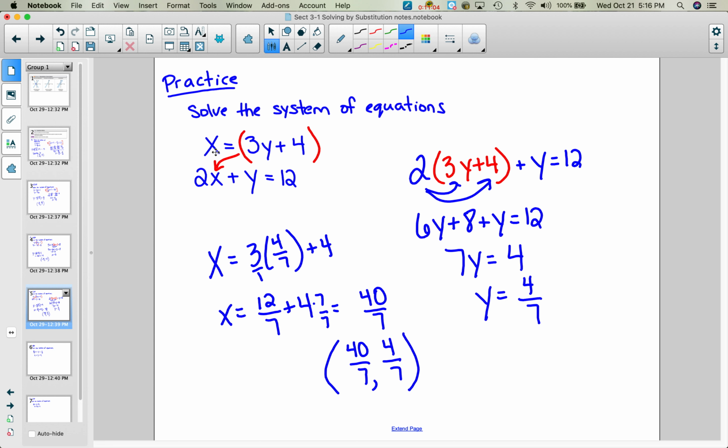Now to graph this one, you can't set up your calculator. Your particular calculator will only graph y equals. It won't graph x equals. So you would have to do it that way if you were using your calculator.